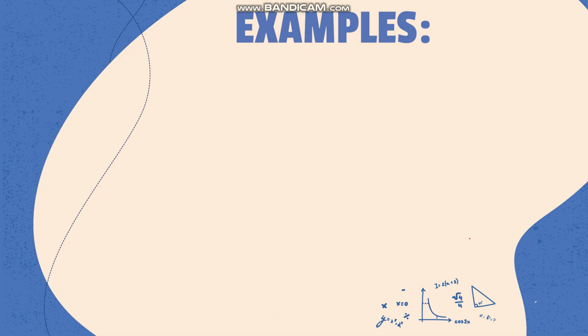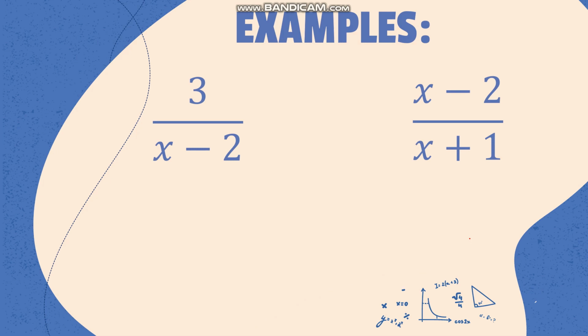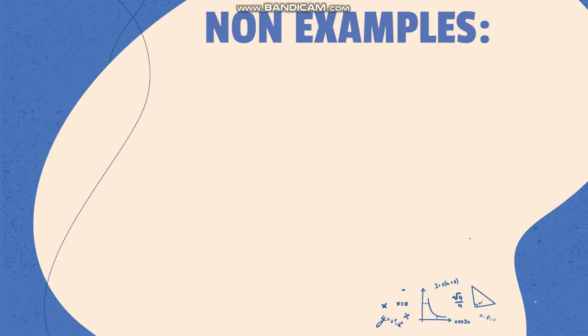Here are some examples of rational expressions. 3 over x minus 2. Both 3 and x minus 2 are polynomials. We also have x minus 2 over x plus 1. And last, we have x squared plus 1 over x minus 6. Again, these are examples of rational expressions since the numerator and the denominator are both polynomials and the denominator, or b, is not equal to 0.